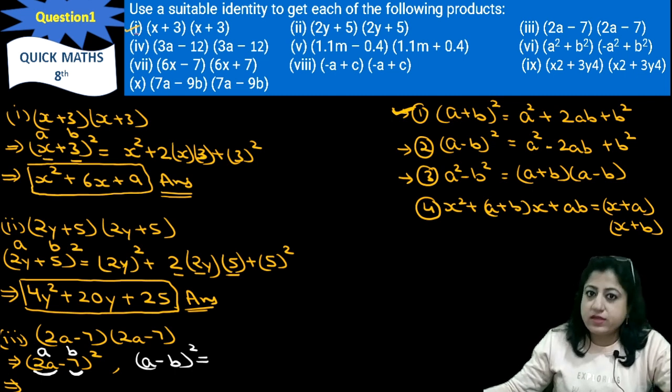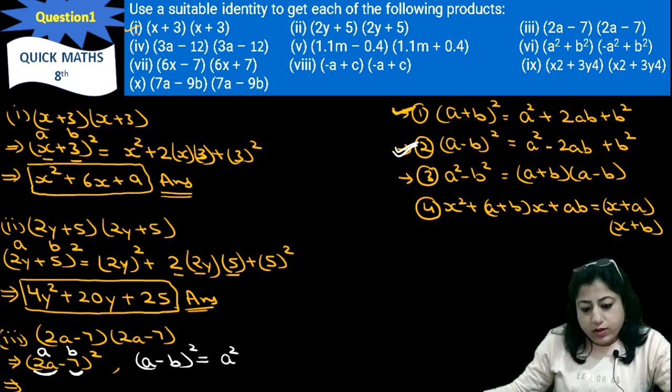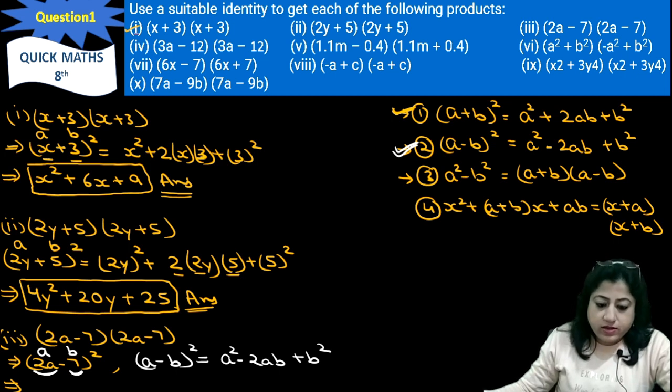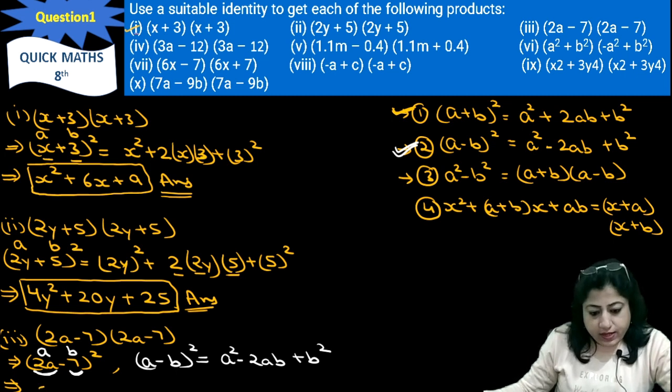Since the minus sign is in between the numbers, we will utilize the second identity, a minus b whole square, which is a square plus b square minus 2ab. So it will be, here a is 2a, so a square is (2a) whole square, plus b square, b square is 7 square, and in between minus 2ab, where a is 2a and b is 7.